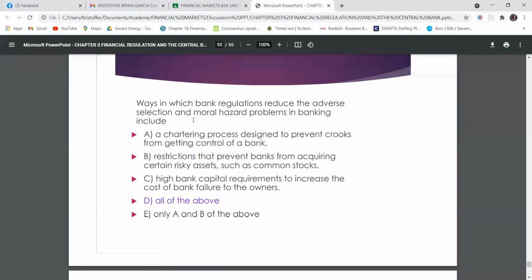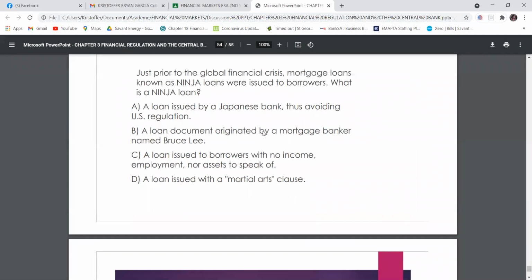So kung gusto niyo na review sa moral hazard and adverse selection, doon sa previous discussions natin. Ito, Ninja Loans. Ito medyo nakakatawa lang to, no? So wala to sa PowerPoint. So just prior to the global financial crisis, Ninja Loans were issued to borrowers. So ano daw ba yung Ninja Loan? It is a loan issued by a Japanese bank, thus avoiding US regulation; a loan document originated by mortgage banker named Bruce Lee; a loan issued to borrowers with no income, employment, nor assets to speak of; and a loan issued with a martial arts clause.